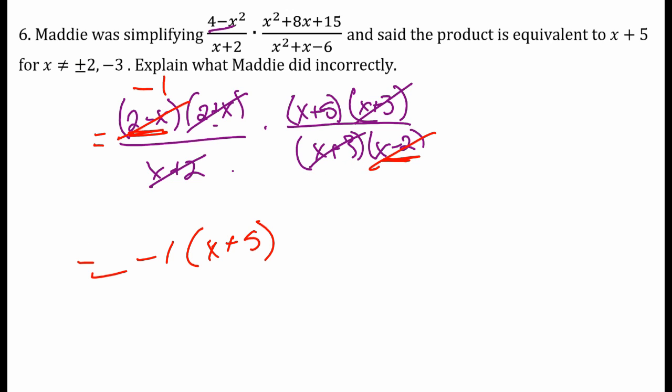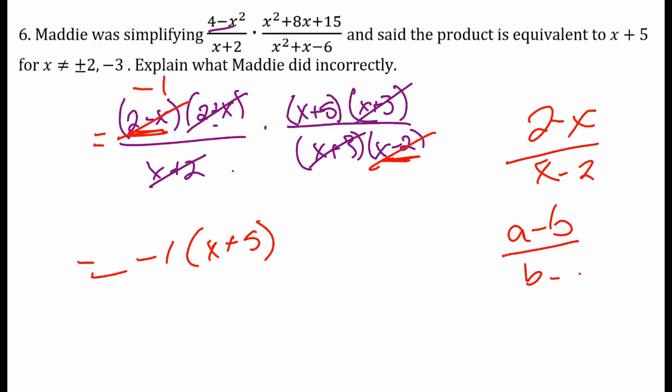So what that means is that's what's equivalent to the expression Maddie was simplifying, not x plus 5. What did Maddie do wrong? Maddie did not leave behind a factor of negative 1 when she divided 2 minus x over x minus 2. That's in the form of a minus b over b minus a. If you picked numbers for a and b and typed this in your calculator, that quotient is always negative 1. So, what did Maddie do wrong? She forgot to leave behind a factor of negative 1.